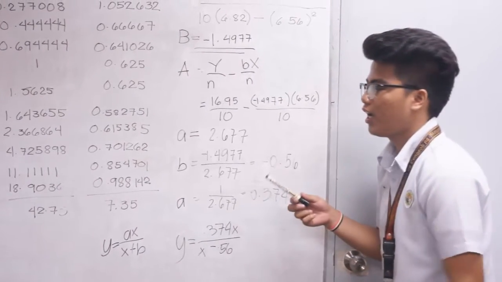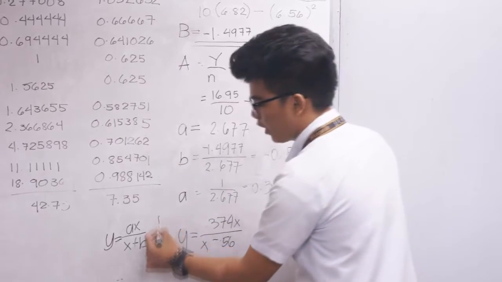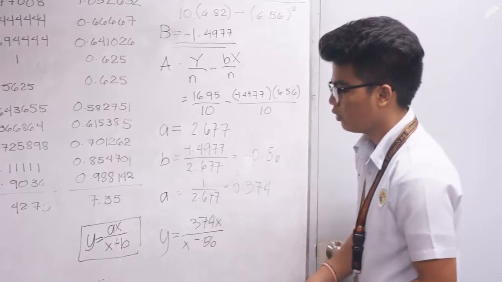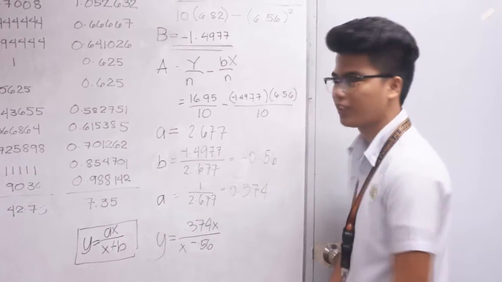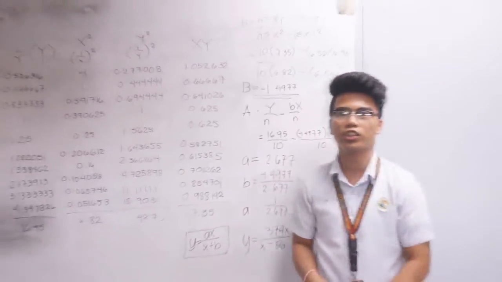So if you get the value of B and A, you can substitute it into the original formula. So y is equal to 0.374x divided by x minus 0.56. So that's the saturation growth rate or hyperbolic function.